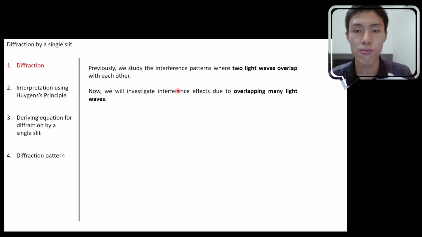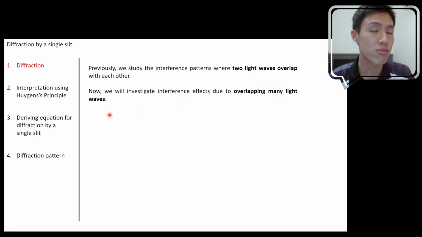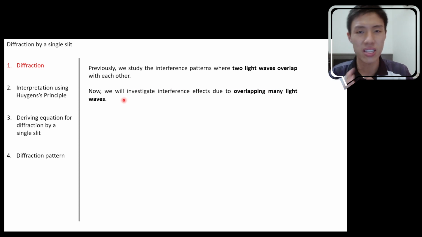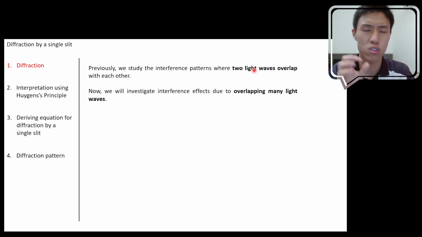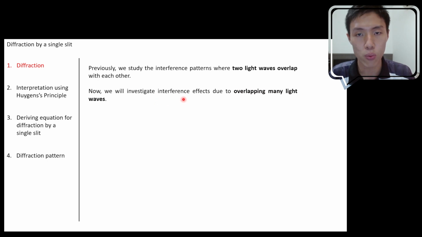But now we are going to investigate interference due to overlapping many light waves together. So I believe you see the key idea: the difference between interference and diffraction is that interference is the overlap of two light waves, usually a small number of light waves. But when we talk about overlapping many light waves, it will be called diffraction later.